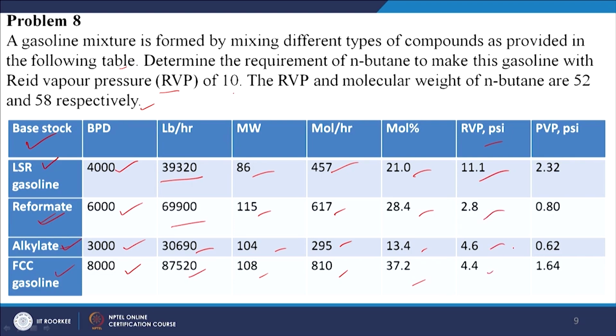Okay. Now, we have to decide what amount of n-butane we can add with this mixture, so that overall RVP we can get 10. So, this is the problem statement, and we have to determine what will be the mole per hour of this n-butane that will give us the RVP of 10. So, that is the statement.